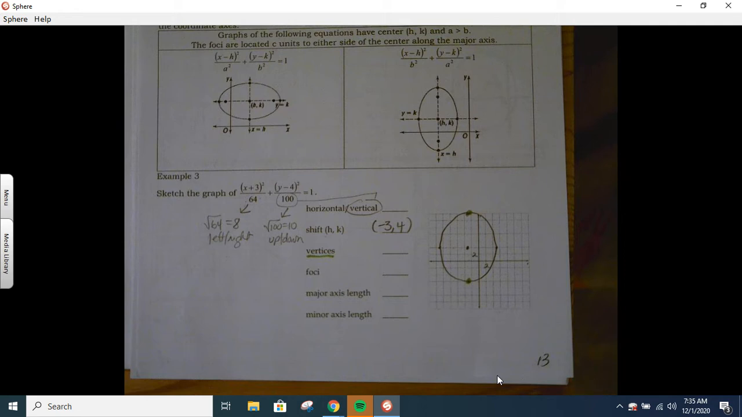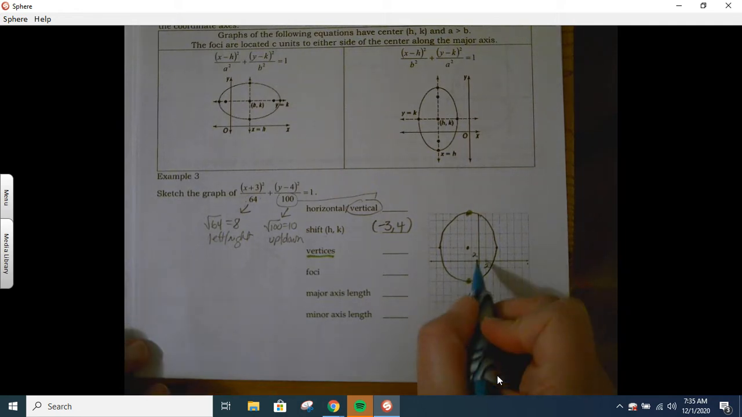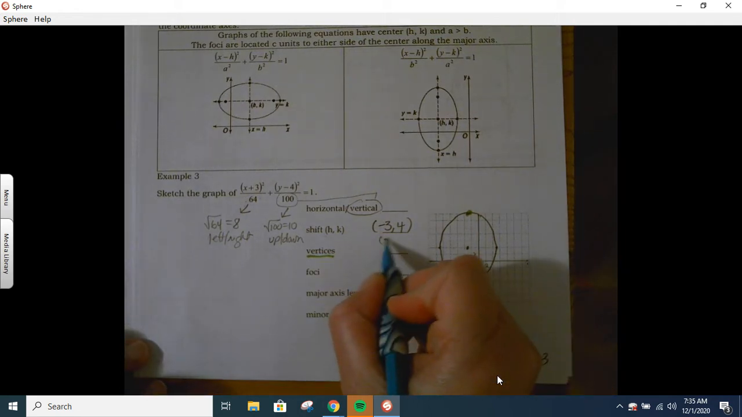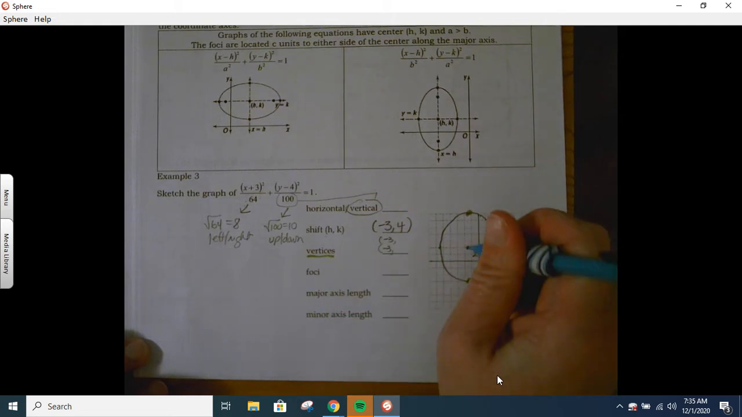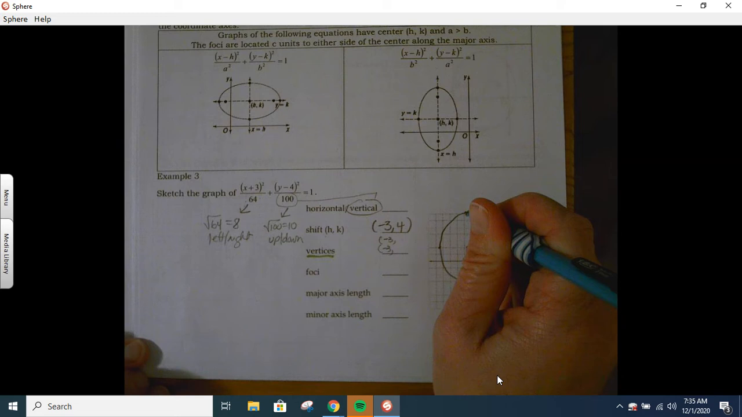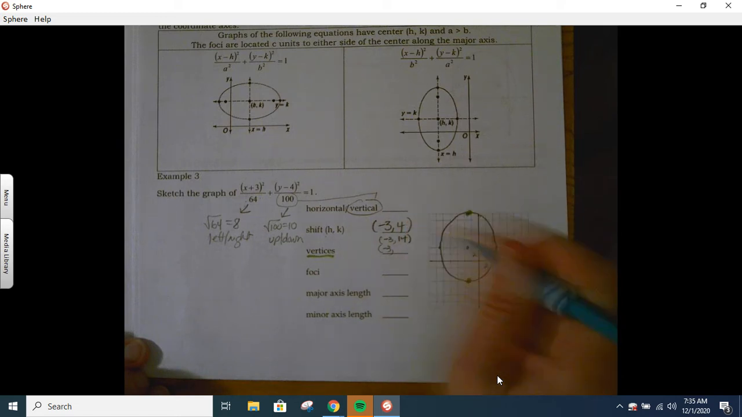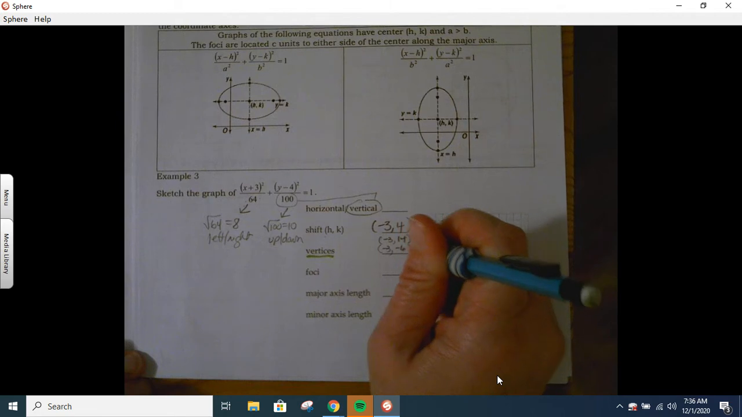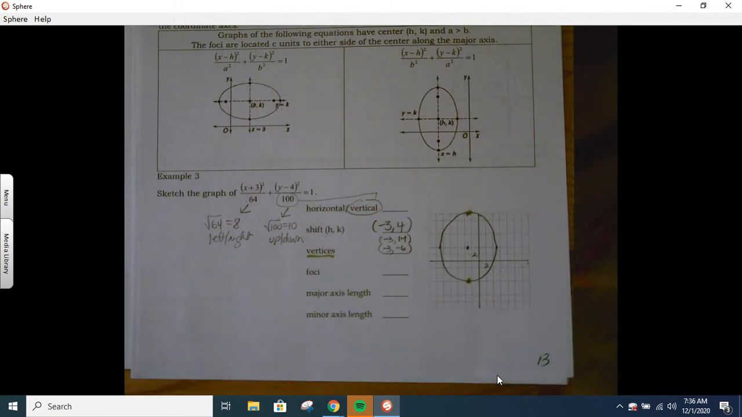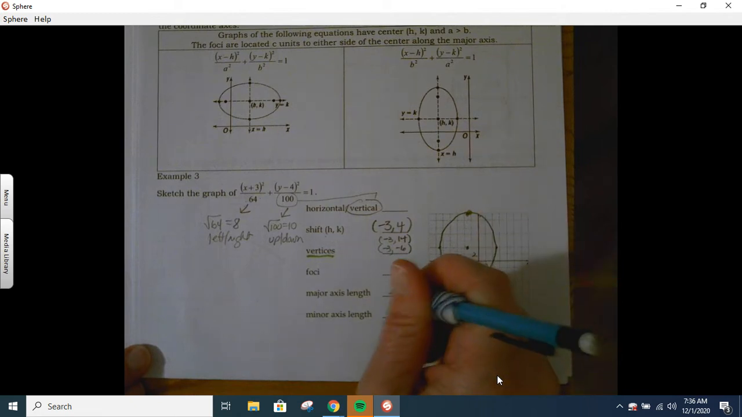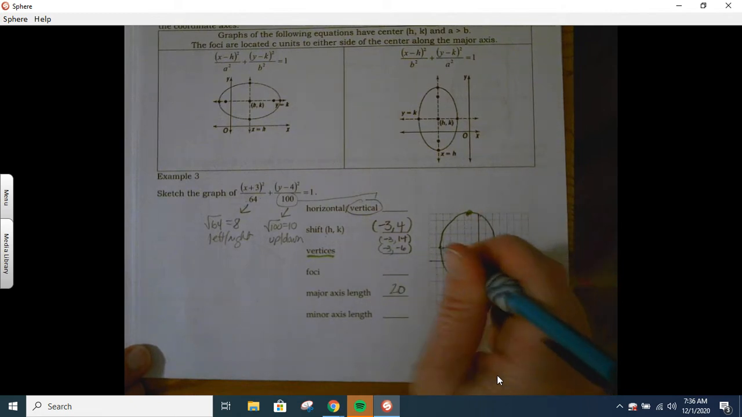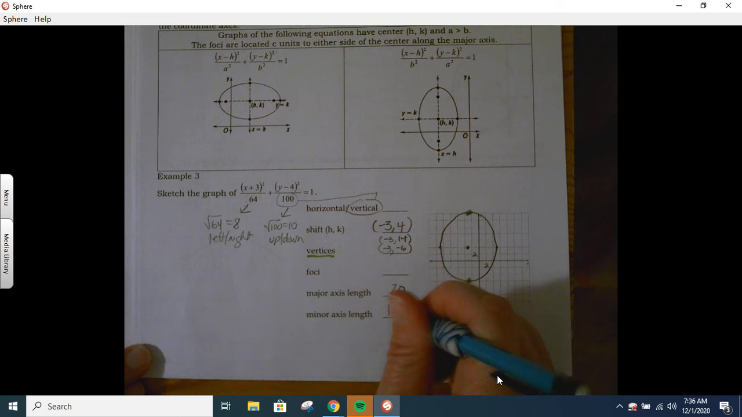All right, and so my coordinates, I know I went to the left 3, so I know my x value on both of these is negative 3, and then I was at 4, and from 4 I went up 10, so one's at negative 3, 14, and then again I was at 4, and then I went down 10, so negative 6. So those are my vertices. My major axis, I went up and down 10, so this is 20. My minor axis, I went left and right 8, so that's 16.